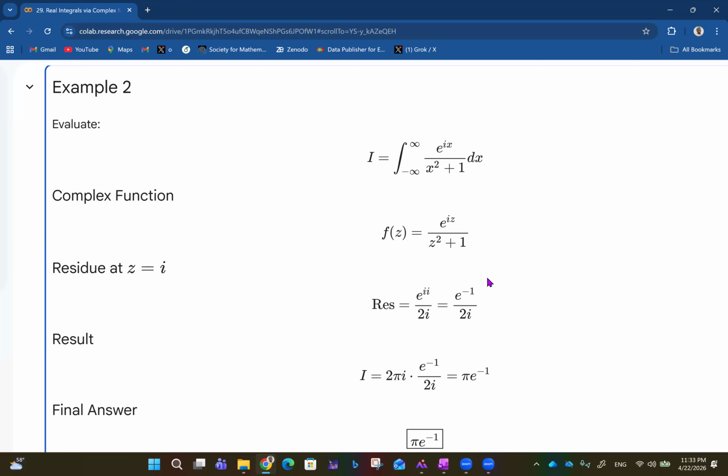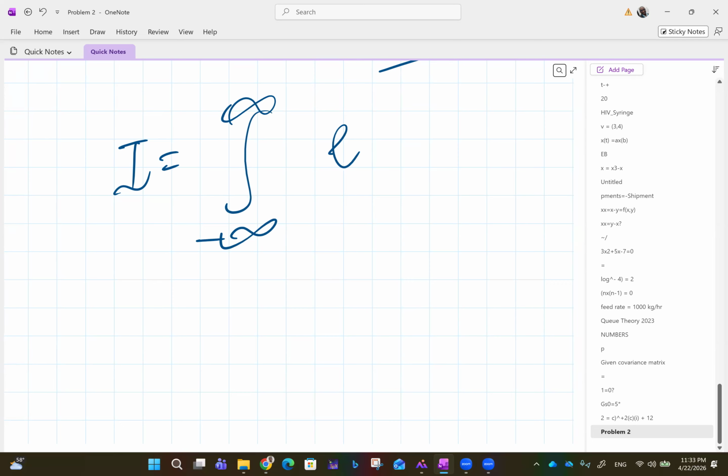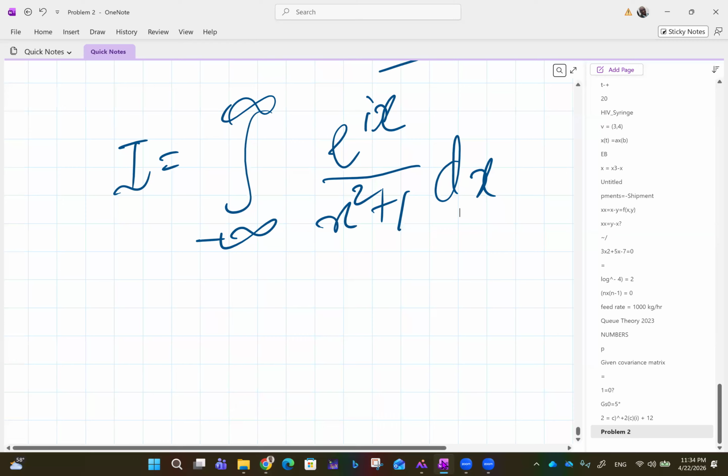So in that case, of course, then you multiply by z. Okay, you factorize it. Okay, let me just do it. I think I've been trying to be lazy. Let me just do it and get it over with. So we want to evaluate I, which is the integral from minus infinity to infinity of e raised to the power ix over x squared plus 1 dx. I think that's what we need to do, right? Yep. So what we need to do is turn it into a complex function.